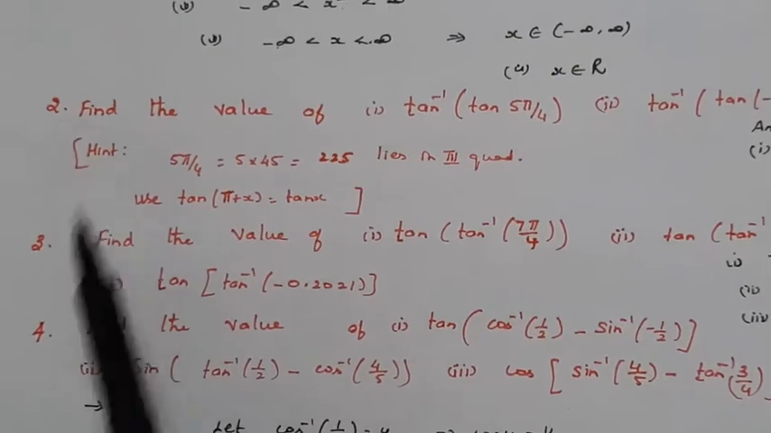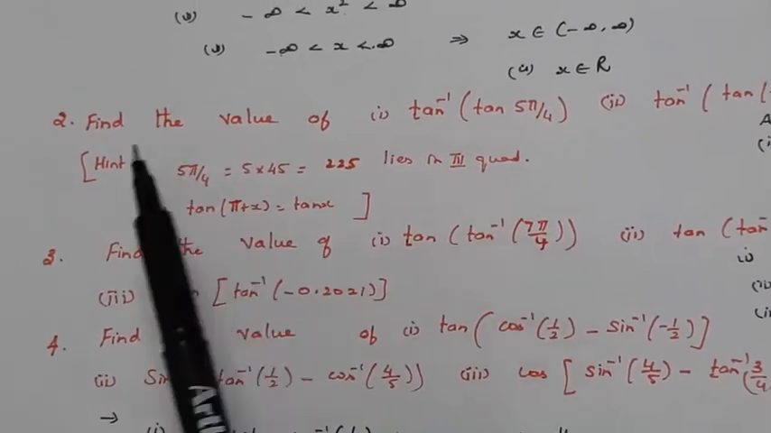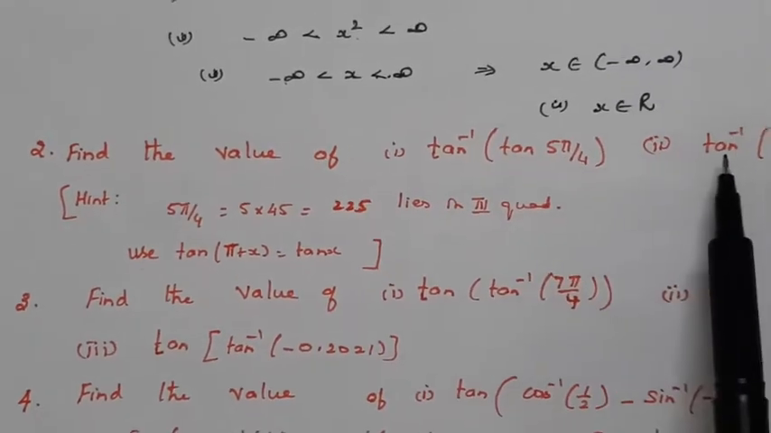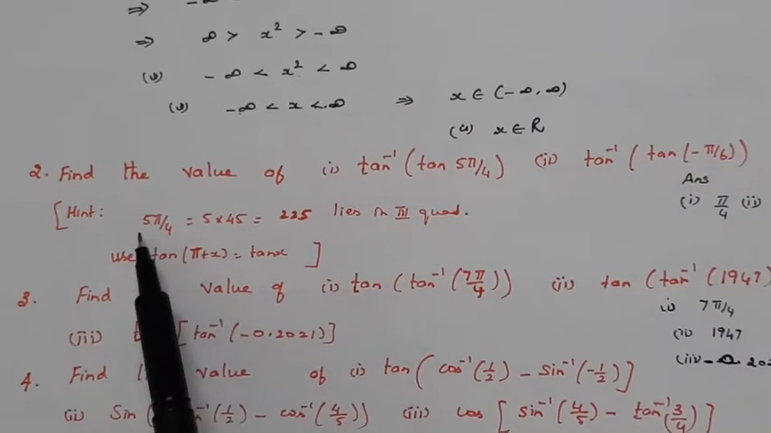Now you can try the second and third problems by yourselves. Okay. Second one is find the value of tan inverse of tan 5 pi by 4, and second subdivision is tan inverse of tan of minus pi by 6. Here you can use the hint.